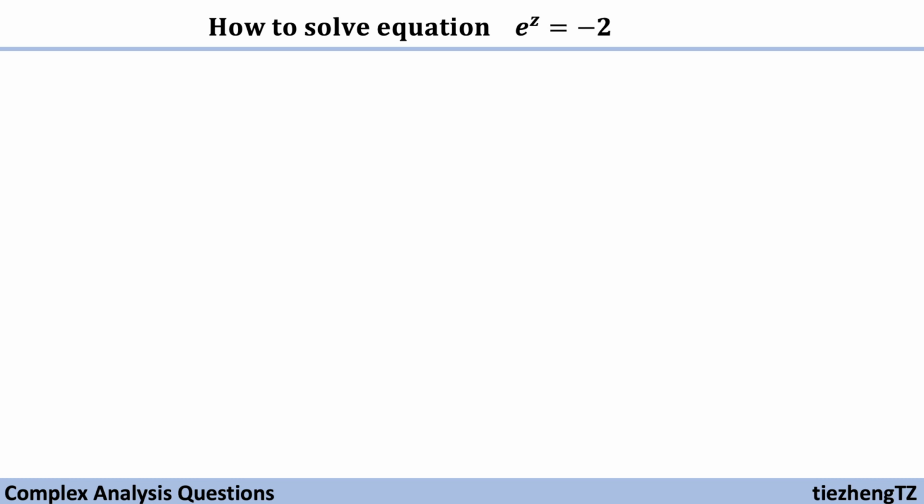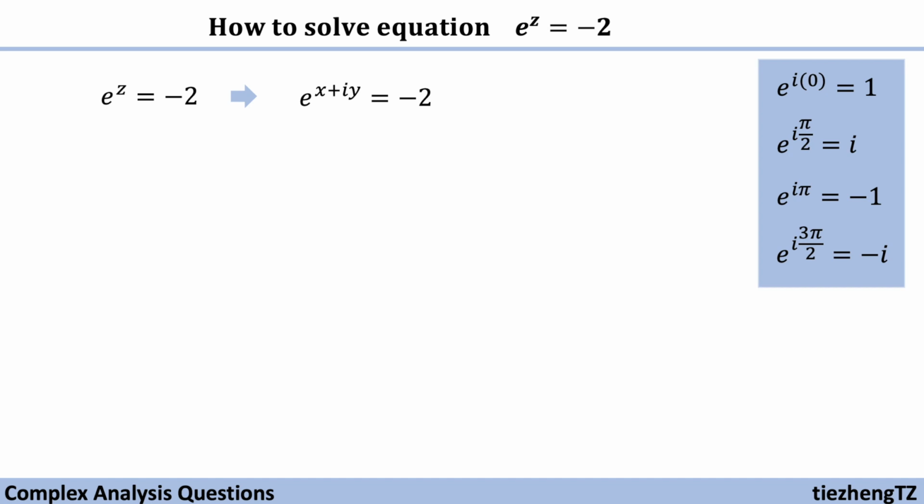This short video will show you how to solve the equation e to the power z equals -2 in complex analysis, step by step. So in terms of complex numbers, we already know z equals x plus iy, and since this equation is in the form of a power function, we should be aware of several very important power functions in the form of e to the power of i times some value.